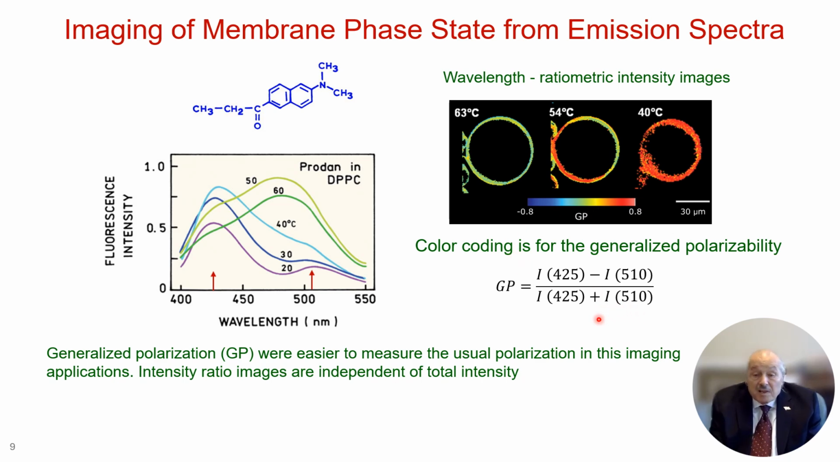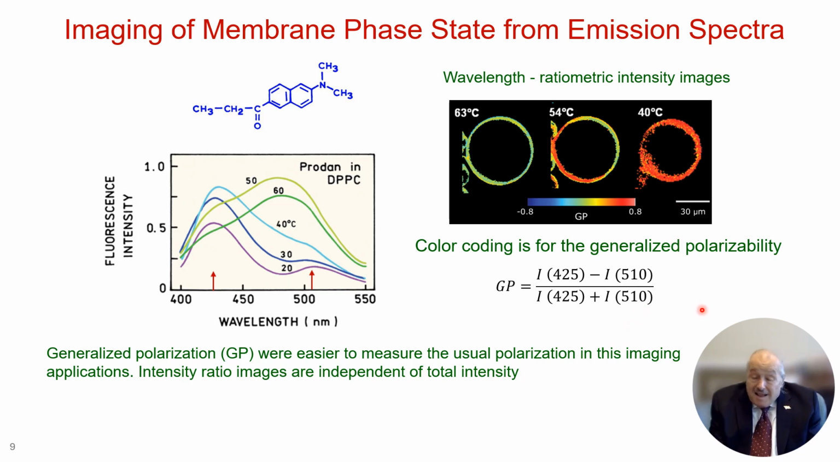The color coding seems a little bit backwards, but the authors of this paper decided to define the generalized polarization as the difference between the blue and the red emission intensities divided by the sum of those emission intensities. So from that, they can see the phase transition in the middle of the phase transition, where half of the vesicle is in one state and half is in another state, and then up to the higher temperature where the phase transition has occurred completely.